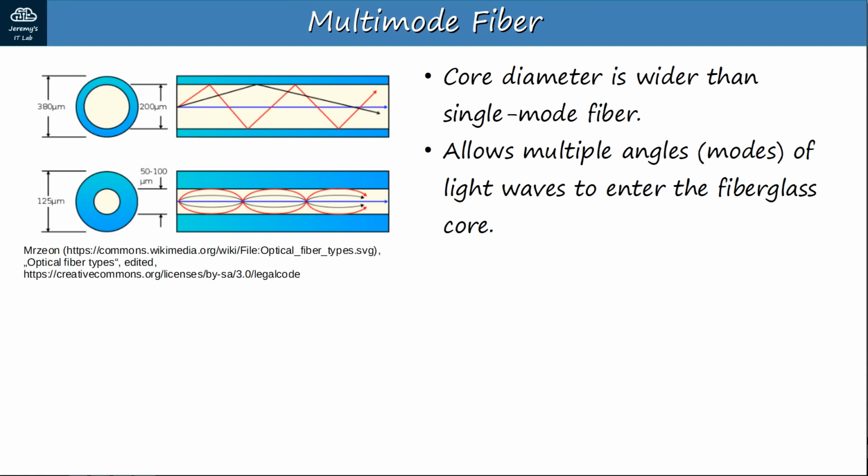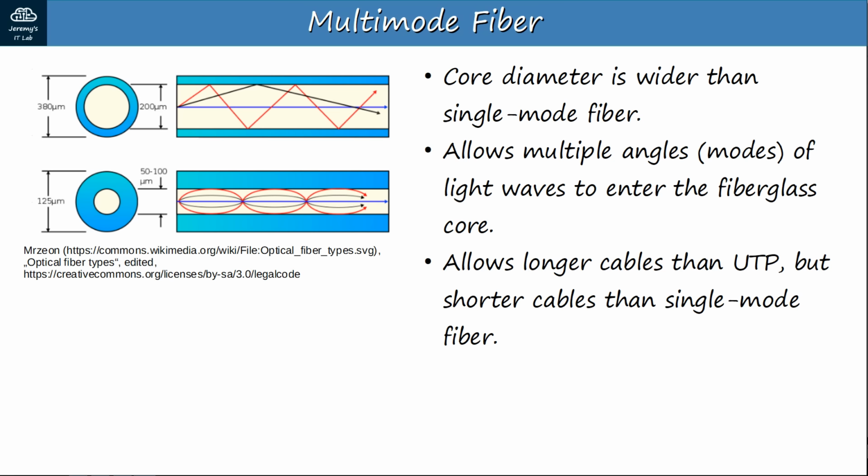This wider core allows multiple angles, known as modes, of light waves to enter the fiberglass core, as you can see in these 2 diagrams. Notice the red and black lines representing light waves traveling down the fiberglass core, reflecting off the cladding at different angles. Multimode fiber allows longer cables than UTP, which are limited to 100 meters, but still shorter than single-mode fiber, which we will look at next.